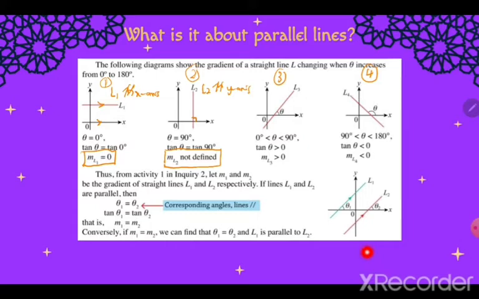Meanwhile, for case 3, line 3, we can say that the angle is between 0 degree to 90 degree. So we can say that tangent theta is greater than 0. Why? Maybe you haven't learned trigonometric functions, but you need to know we have 4 quadrants.